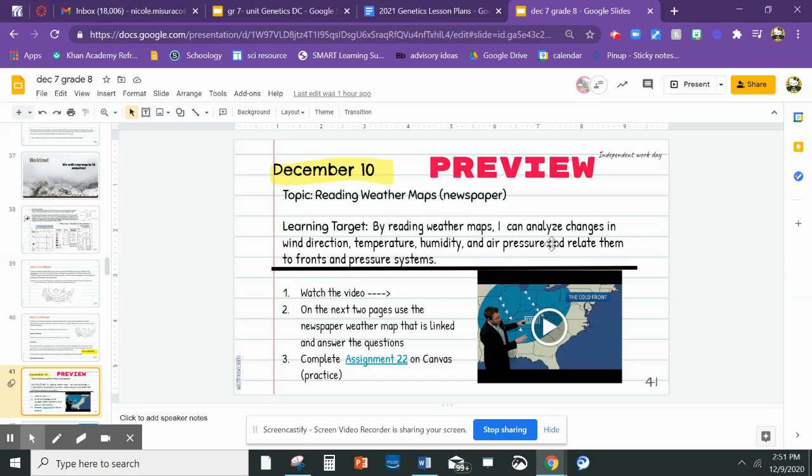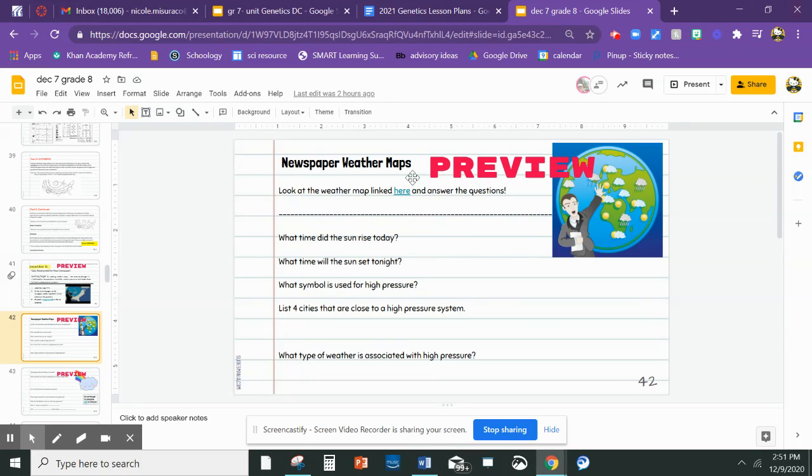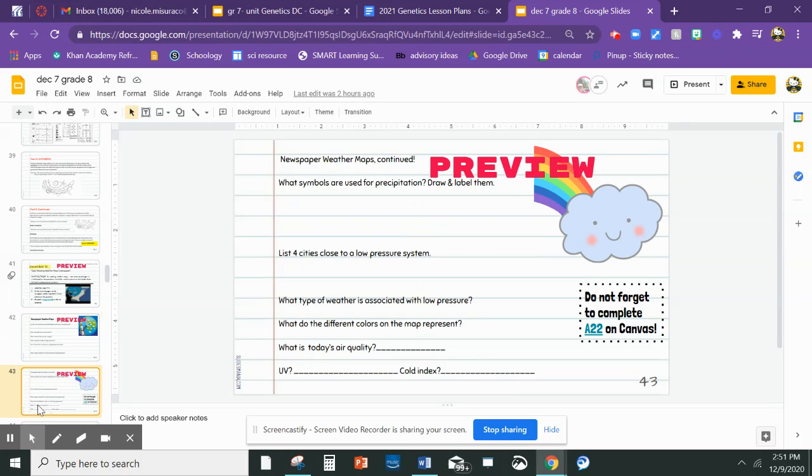Thursday, you're going to look at a different kind of weather map, one that's found in the newspaper. You're to watch the video, use the weather map to answer some questions, and complete assignment 22. Again, there are the questions, and there's a link to the weather map sample from the Star Tribune there.